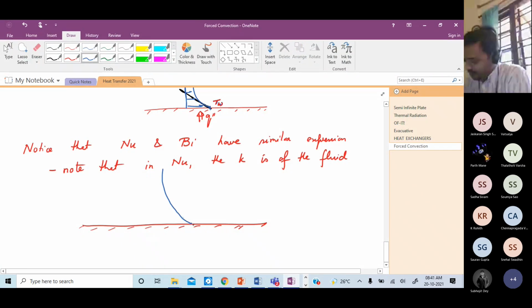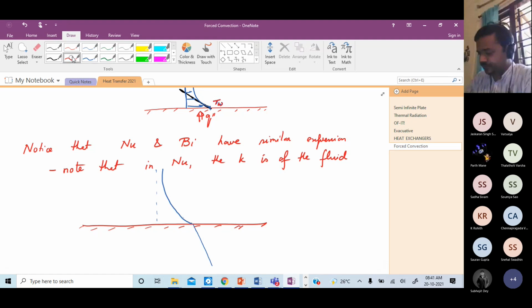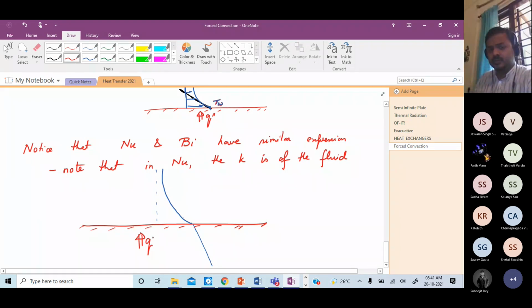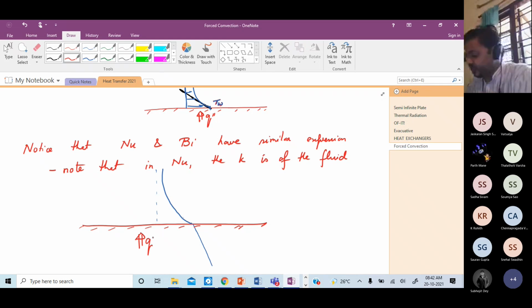But before that, how did the temperature gradient look inside the solid? That was also decreasing, assuming again that TW is greater than TF, and there's a net heat flow from the solid to the fluid. Okay. So what can I write?